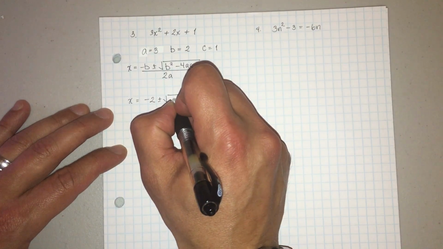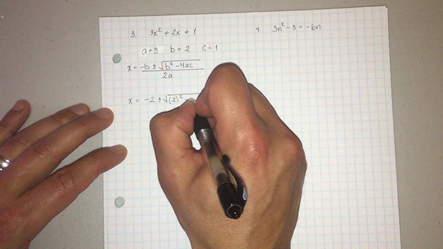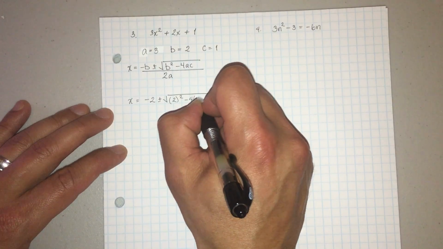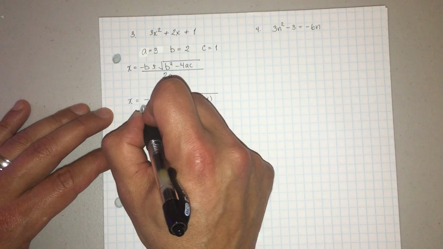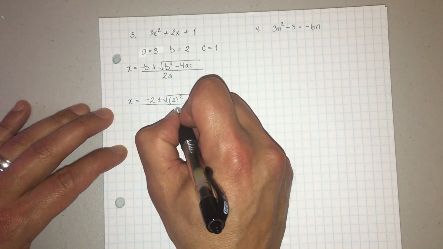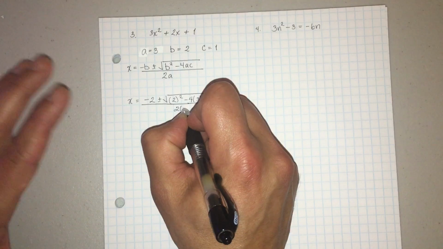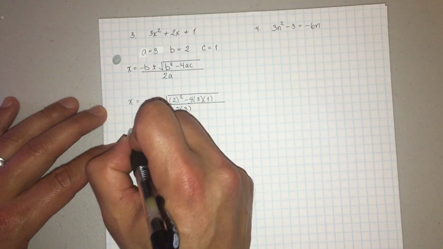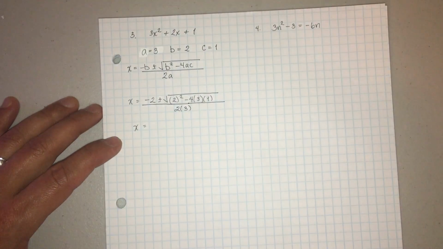Square root of b squared, which is 2, minus 4a, where a is 3, and c is 1. It always helps to write down what a, b, and c are, so you don't get confused. And don't do what I did, go very slow. I was trying to do this way too fast and I made a mistake.